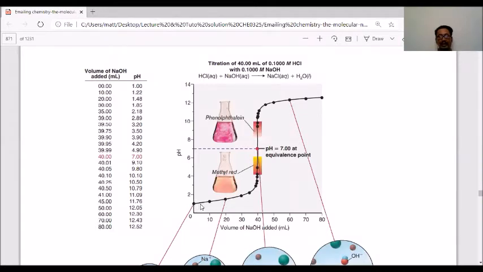Then slowly sodium hydroxide is added. First 10 ml, we put in 10 ml sodium hydroxide, then record the pH: 1.22.